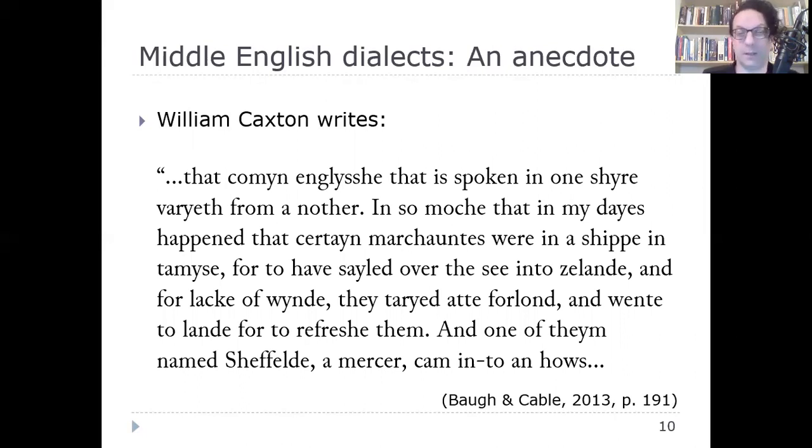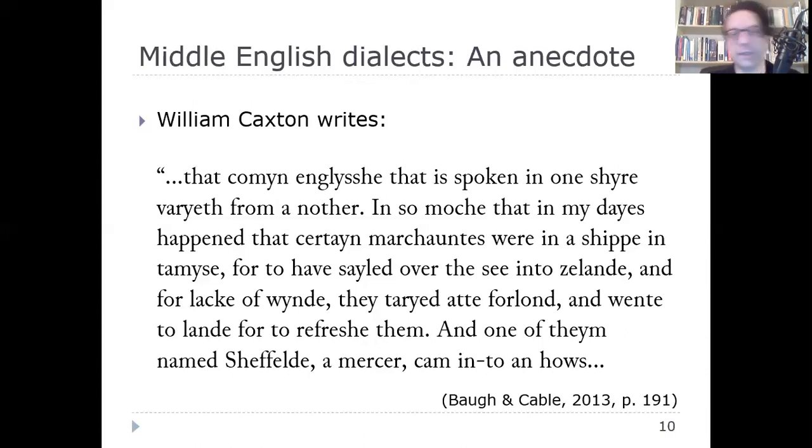That common English that is spoken in one shire varieth from another, in so much that in my days happened that certain merchants were in a ship in Thames, for to have sailed over the sea into Zeeland, and for lack of wind, they tarried at the foreland and went to land for to refresh them.